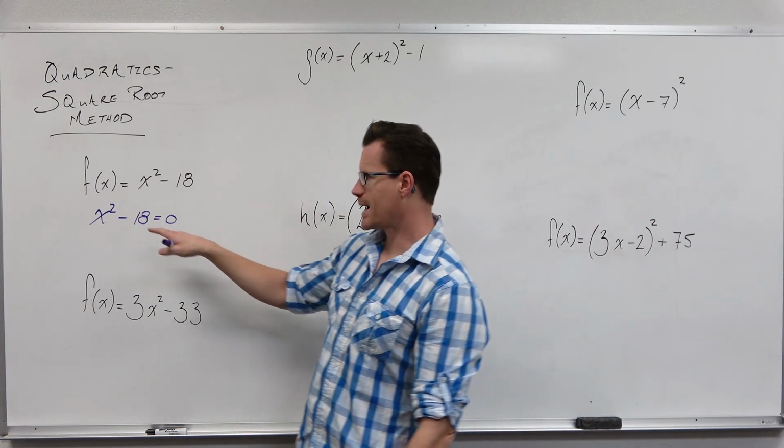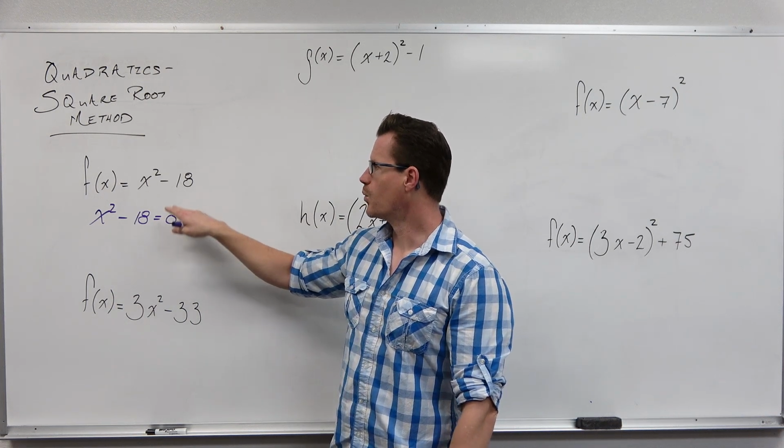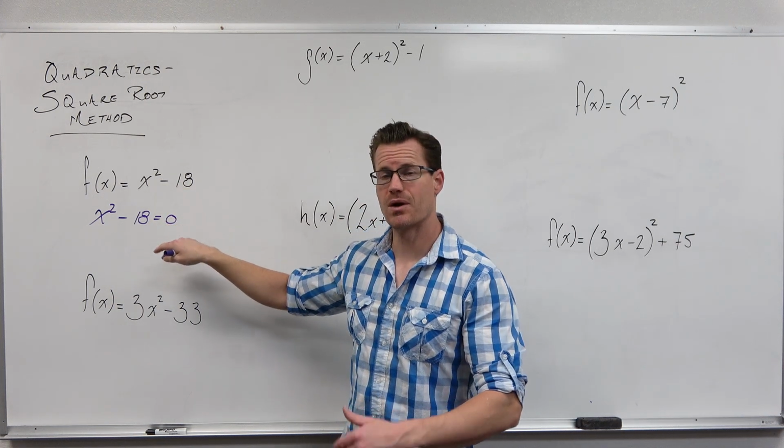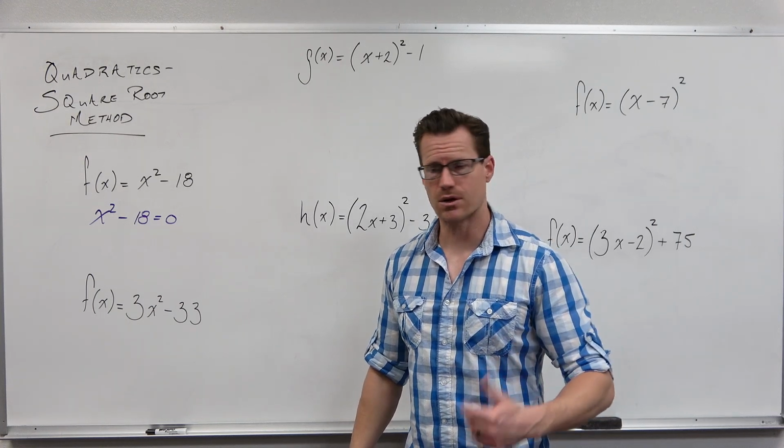So we look at it. I got x squared minus 18 equals 0. Why equals 0? Because I'm trying to figure out where this function has a height of 0, or where it crosses the x-axis. That's giving us our zeros.